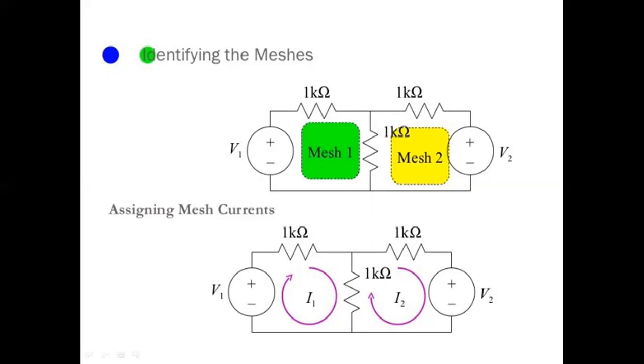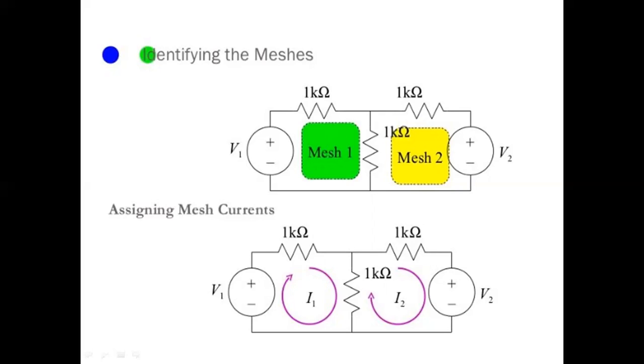Here both the current directions are clockwise, but it is not mandatory that all the time we have to consider the mesh current in clockwise direction. It's totally dependent on the user who is solving the problem. You can consider both currents anti-clockwise, or I1 clockwise and I2 anti-clockwise, or I1 anti-clockwise and I2 clockwise. Anything, it depends on you.